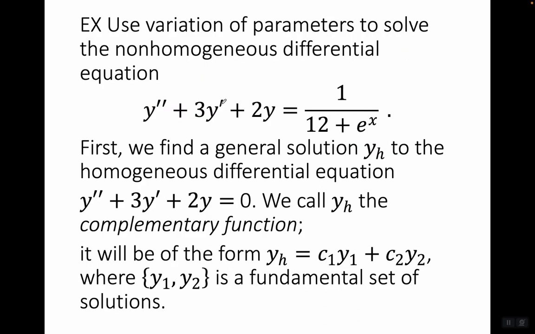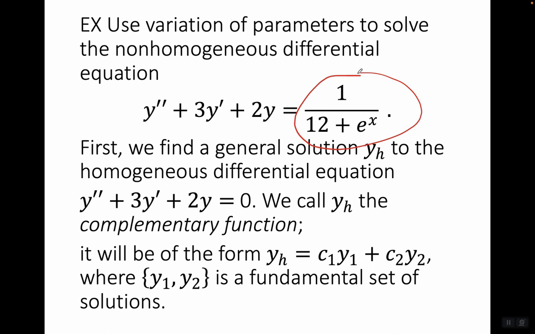Okay, now let's apply it to a problem. Use variation of parameters to solve the non-homogeneous differential equation y'' + 3y' + 2y = 1/(2 + e^x). Notice this is not an exponential function, a sine or a cosine. It's not a polynomial. So we're not going to use undetermined coefficients. We're going to use variation of parameters.